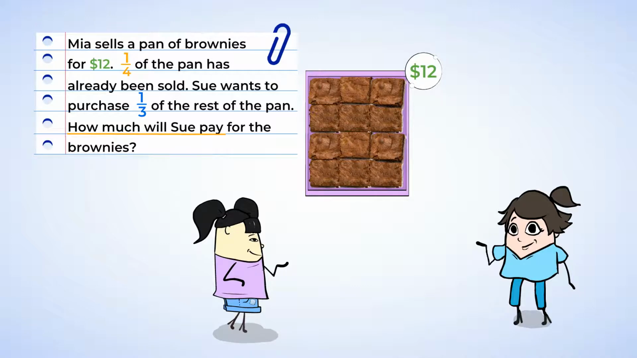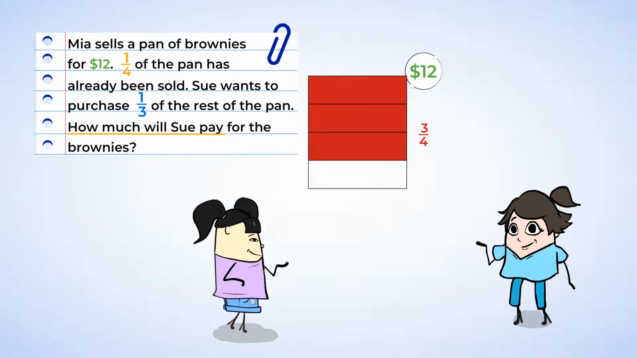Ooh, this is a good problem. Now, let's start with how much of the pan Sue is going to purchase. Starting with a full pan, we know that 1/4 of the pan has already been sold. All right, that means that 3/4 of the pan is left. Now, one way to visualize this is by making an area model. We already colored the unsold brownies section in our box. The next step is to divide the box with vertical lines and represent our thirds, like this. Then we color 1/3, and here is our purple section.